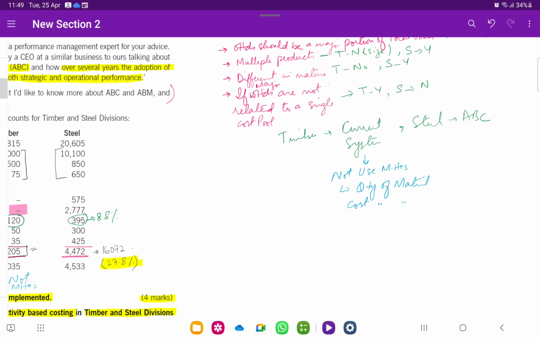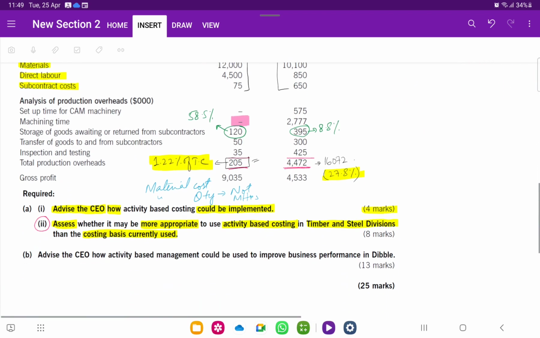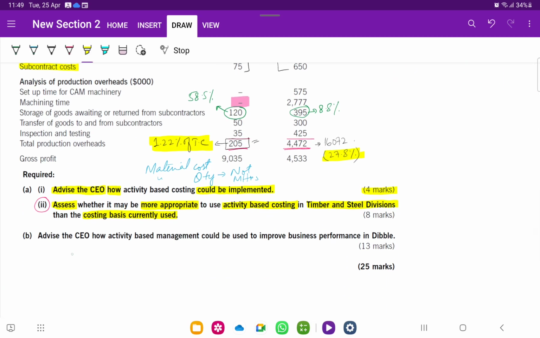Okay. Now we are moving towards the next part, right? The next part is what? The next part says that advise the CEO. Again, your tone should be on advising terms. Advise the CEO how activity based management could be used to improve its business performance in DIBEL.